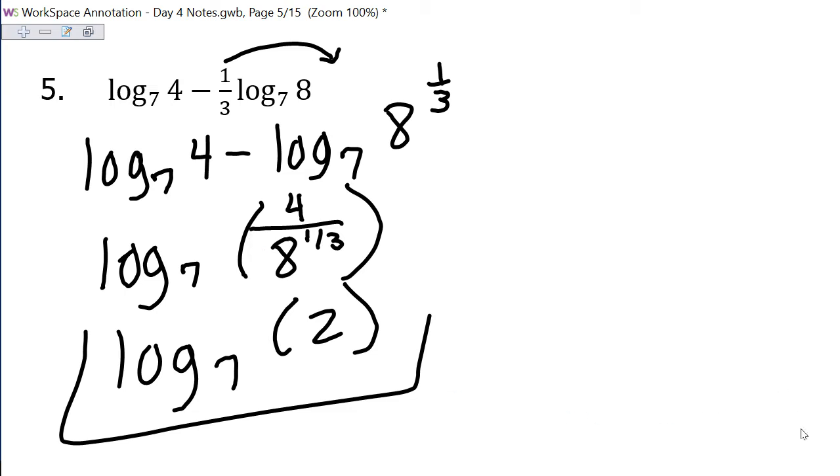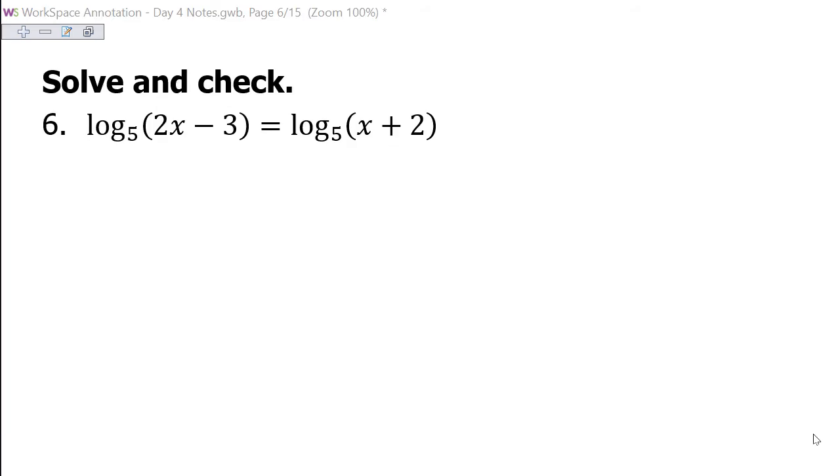Next one, number 6. Now it says to solve and check. So now we're doing some equations. These are pretty simple. So number 6, we have log base 5, in the parentheses, it's 2x minus 3, equals log base 5, in the parentheses, we have x plus 2.